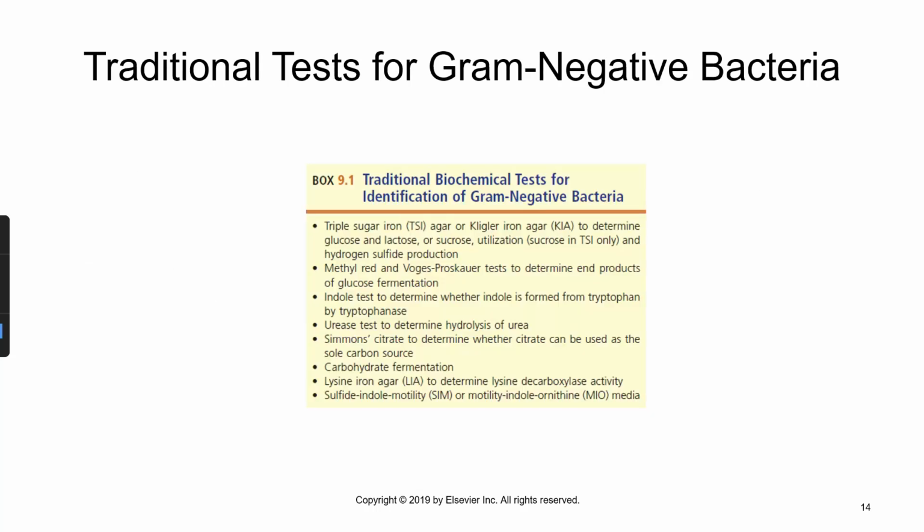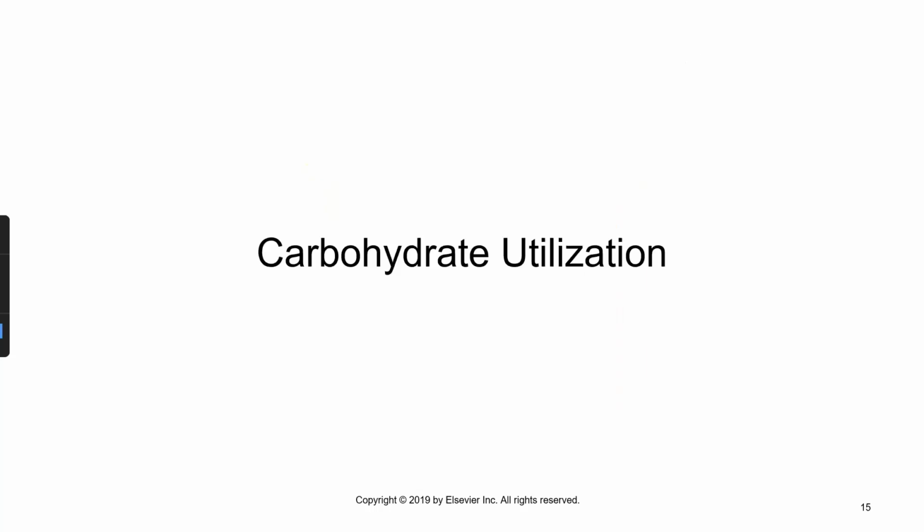So traditional tests for gram-negative bacteria: triple sugar iron, methyl red, and Voges-Proskauer test, the indole test, urease, Simmons citrate, carbohydrate fermentation, lysine iron agar, and sulfide indole motility, or SIM. These tests will be performed throughout this course, so it's a good idea to take some notes about what these tests are, and we'll talk more about them as we go through these next few slides.